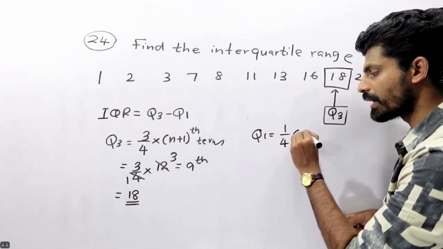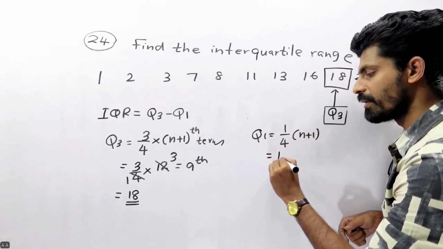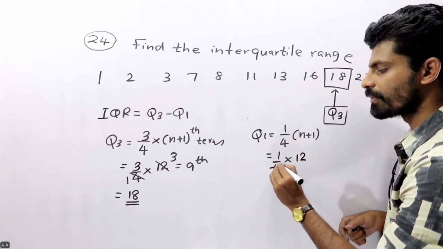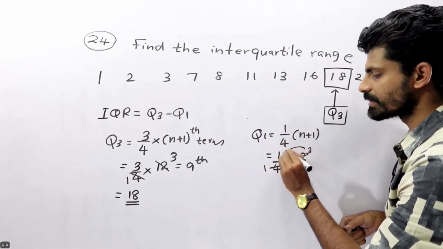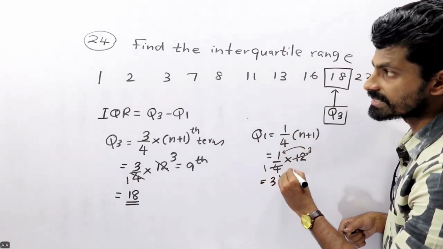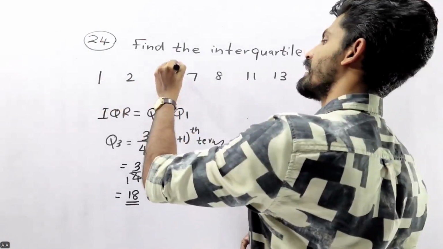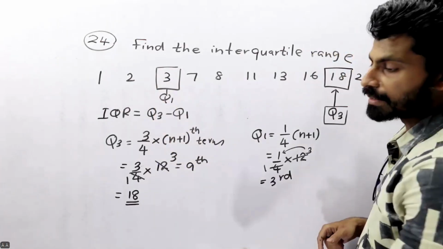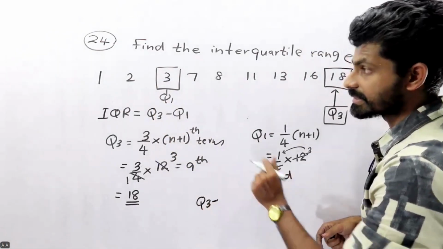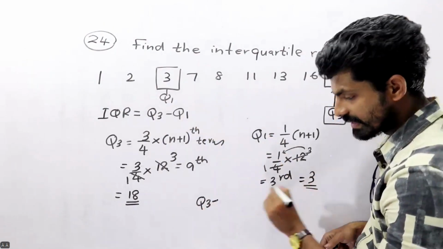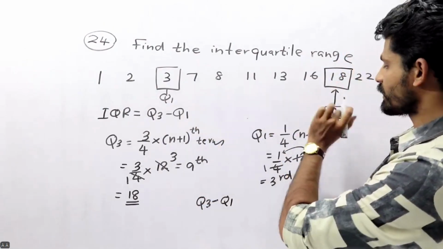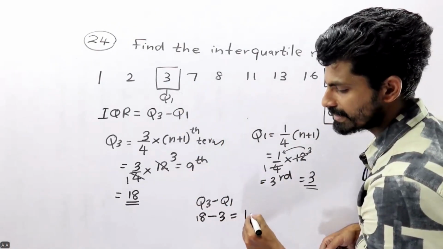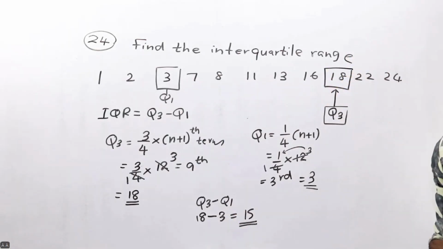Then Q1 means the first quartile. First quartile means 1 over 4 times n plus 1, which is 11 plus 1, 12. 12 divided by 4 is 3, so that means the third number. 1, 2, 3. This is Q1. Then IQR means Q3 minus Q1. Q3 means 18, Q1 means 3. 18 minus 3, 15 is the answer.